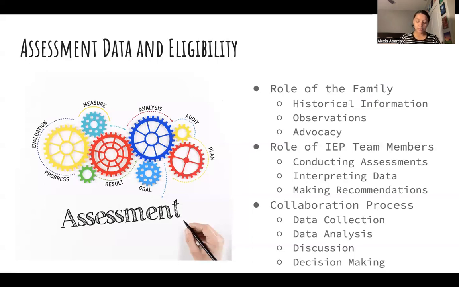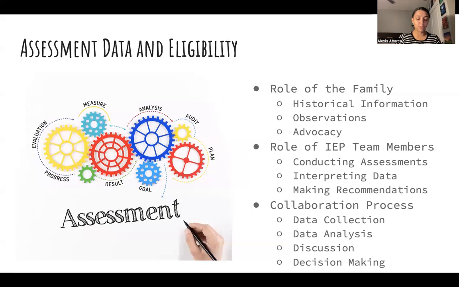First, they conduct assessments. Formal evaluations are carried out to assess the child's intellectual, social, emotional, and physical abilities. They also interpret the data. They make sense of the assessment results, pointing out areas of need, strengths, and deficiencies. And they also make recommendations. They provide suggestions regarding the child's eligibility for special education services, as well as the types of supports and interventions that might be helpful based on the assessment results.